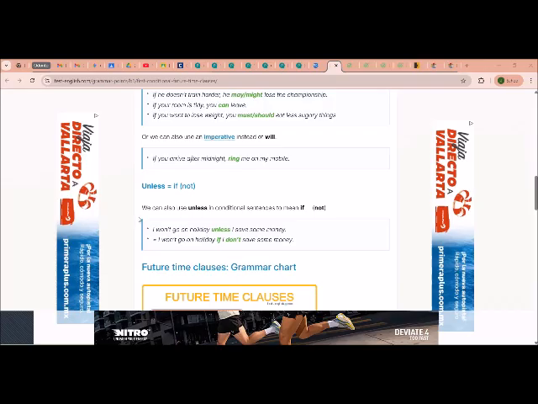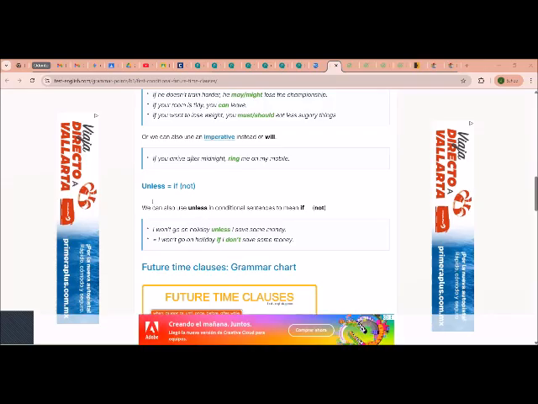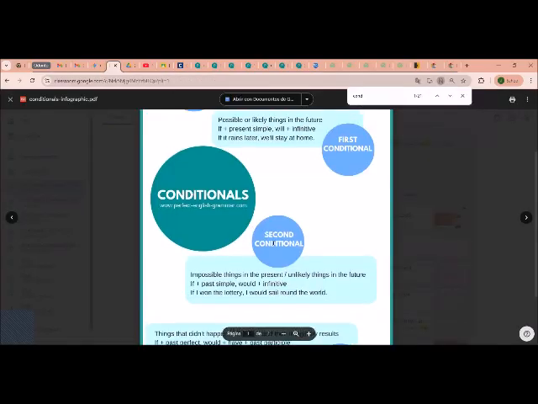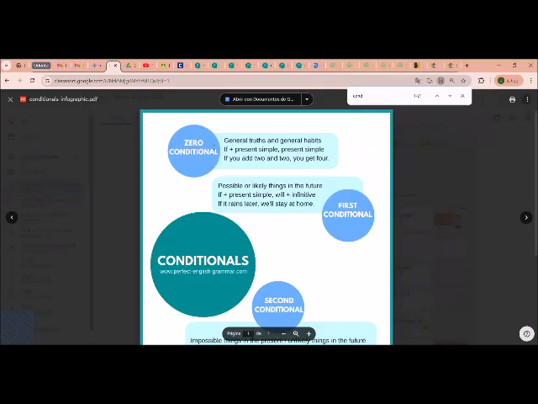Now, we can also use unless instead of if in our clauses. Remember when we were talking about different words? Here in the zero conditional, we can use when because this is a general truth and it's present plus present. For example, when you boil water to 100 degrees, you will get steam.